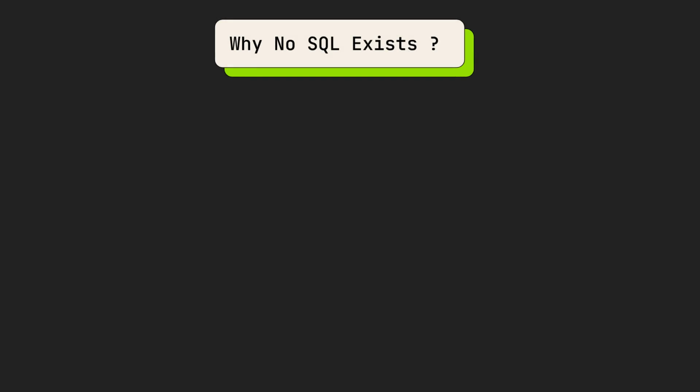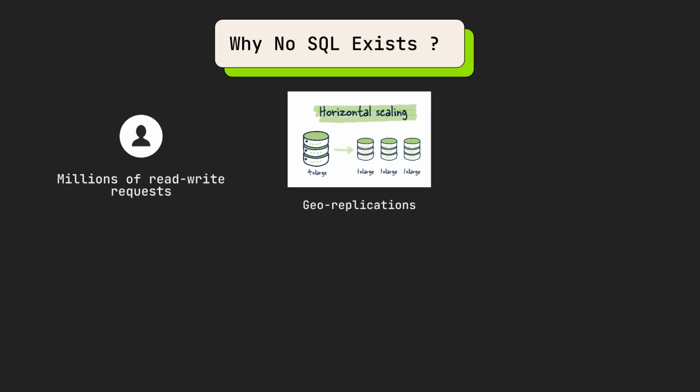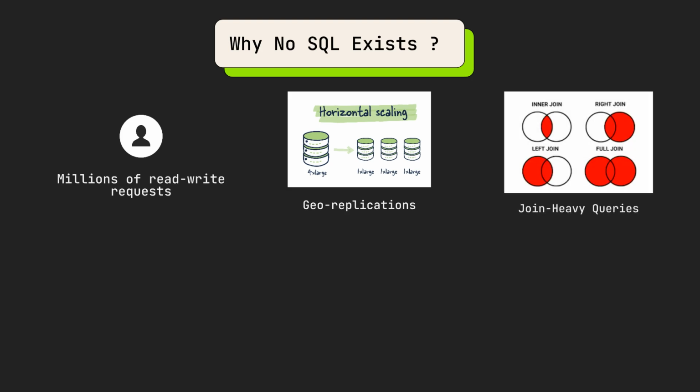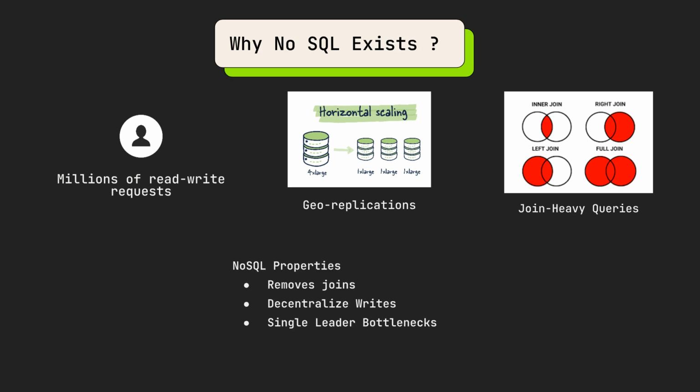At web scale, system design is dominated by a different class of problems. Modern applications need to handle millions of writes per second, support geo-replication, and evolve schemas without downtime. Relational databases struggle here. Sharding data becomes complex and error-prone, join-heavy queries break down at scale, and write throughput collapses under a single leader. NoSQL systems respond by removing joins, decentralizing writes, and relaxing relational guarantees to survive distribution. The core insight is simple: NoSQL trades relational guarantees for scalability and availability.